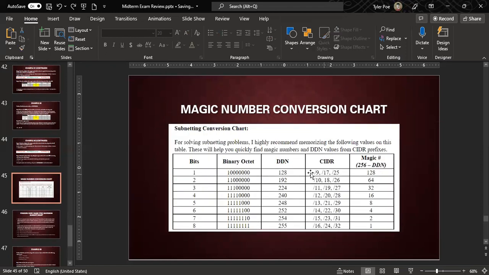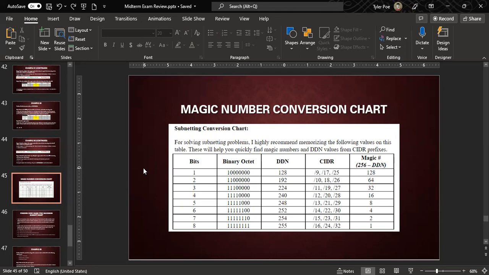So the dot decimal notation that matches the CIDR mask, you want to memorize that. And then you want to memorize the magic number that matches these dot decimal notations and CIDR masks. So basically, if you memorize the magic numbers, you don't even need to calculate them. The same is true for the dot decimal notations. If you memorize those, and you memorize which classes these subnet masks are in, you can do a lot of this through memorization without writing it down.